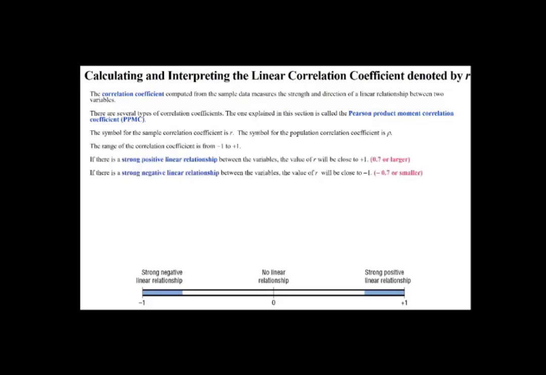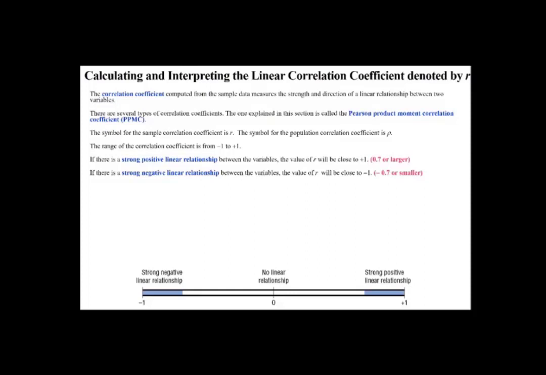The correlation coefficient computed from the sample data measures the strength and direction of a linear relationship between two variables. There are several types of correlation coefficients. The one explained in this section is called the Pearson product moment correlation coefficient. The symbol for the sample correlation coefficient is R. The symbol for the population correlation coefficient is rho. The range of the correlation coefficient is from -1 to +1.